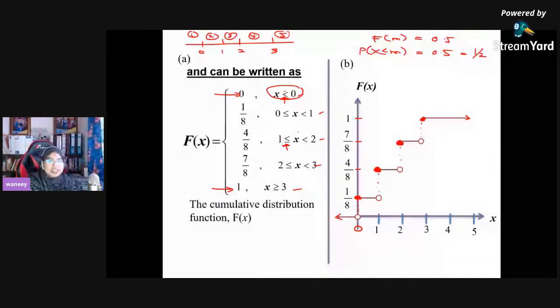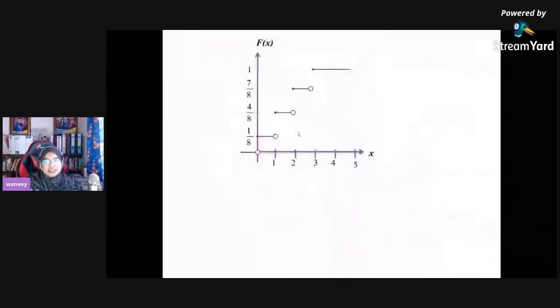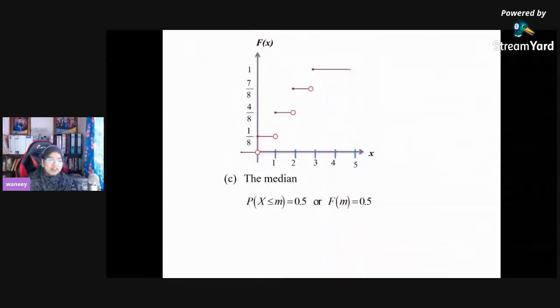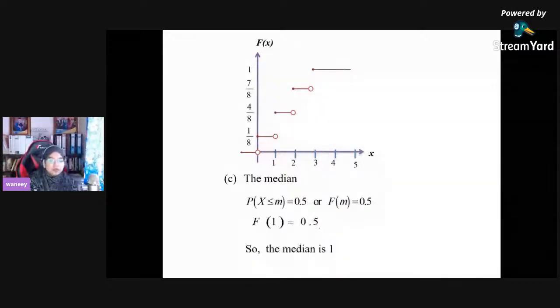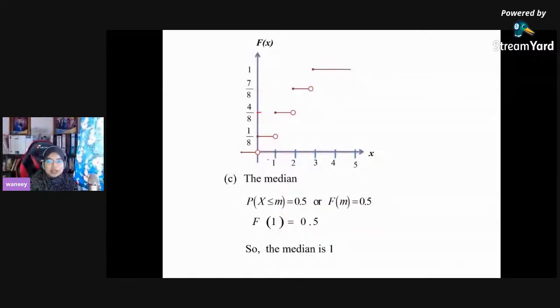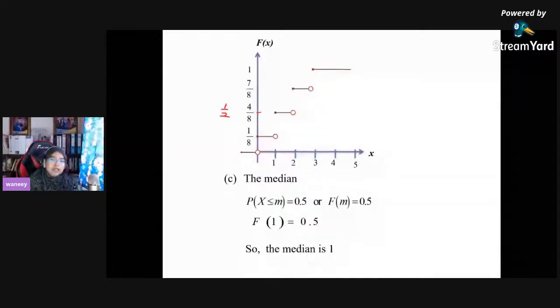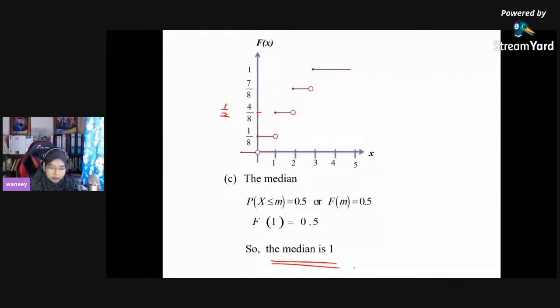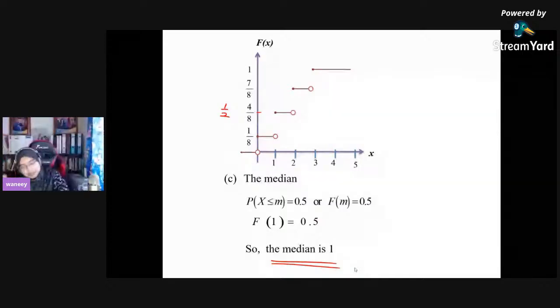Okay, so the answer is m equal to 1. F(1) is equal to 0.5, like you can see over here. So this is when x is 1, 4 over 8 is simply 1 over 2. So F(1) is equal to 0.5, therefore the median is simply equal to 1. Okay, so let me do one more example and then proceed to the next lecture.